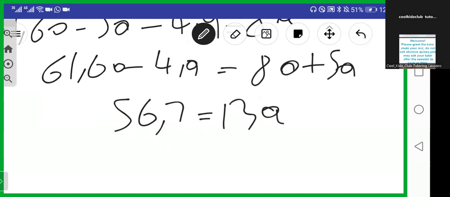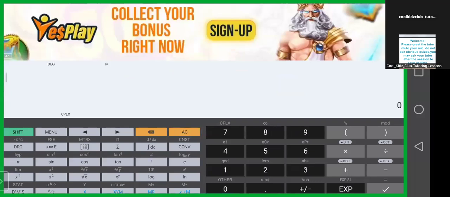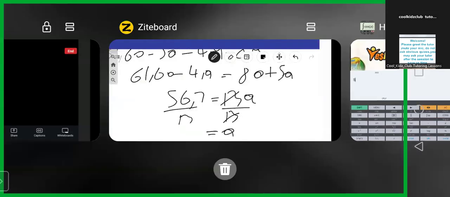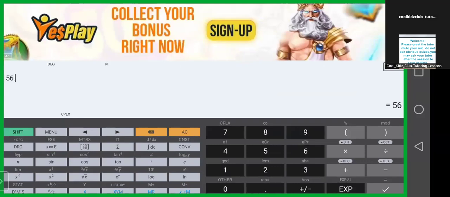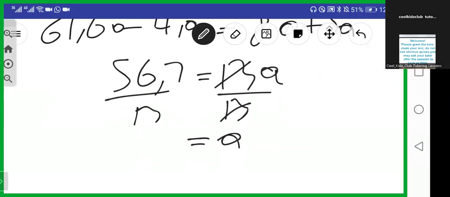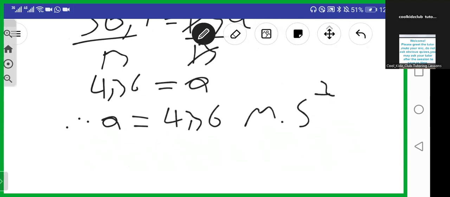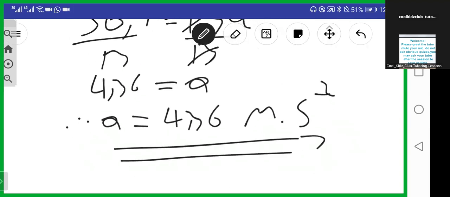And then now you divide both sides by 13. Divide both sides by 13. Then your A will be, we take that 56,7. You divide by 13, you get 4,36. So therefore, the acceleration will be equal to 4,36 meter per second. This will be the end of your problem. This is how you're going to work out that problem.